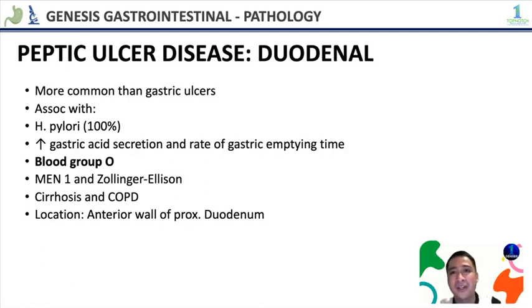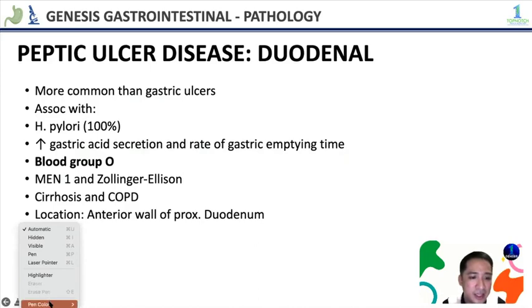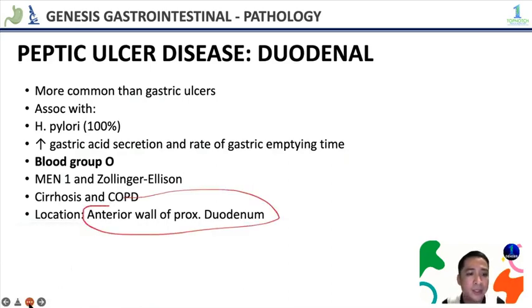And another disease entity, we have your MEN1 and Zollinger-Ellison. Does it ring a bell? There is a gastrin-producing tumor. Cirrhosis and COPD are also associated with PUD. And the most common location is the anterior wall of the proximal duodenum, that's the predilection of your peptic ulcer disease.